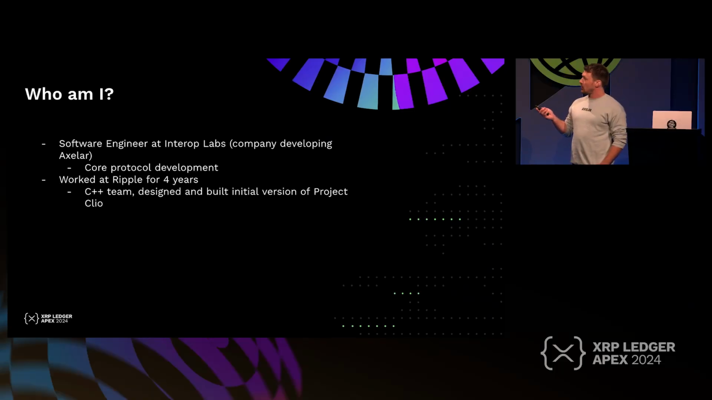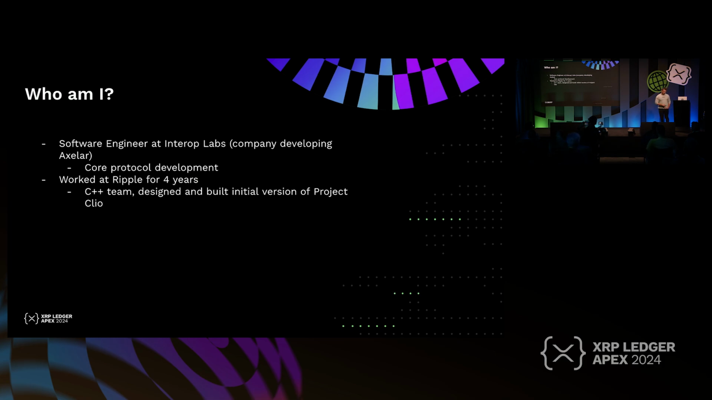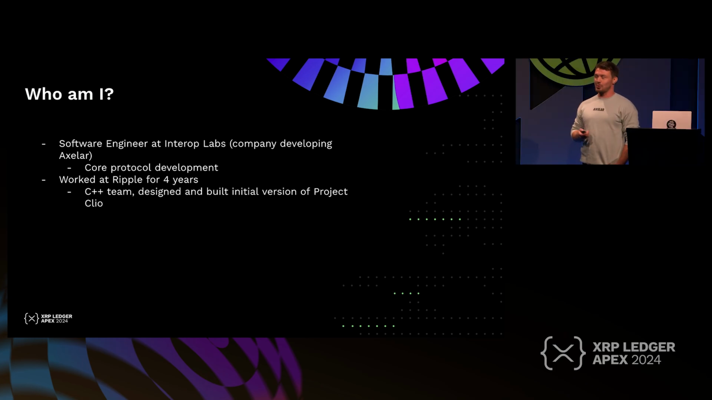So, a little bit about myself. I'm a software engineer at Interop Labs. We develop the Axelar network and all aspects of the stack. Before Axelar, I worked at Ripple for 4 years, so I'm pretty familiar with XRP Ledger and how it works. I was on the core team at Ripple, and I was actually the first developer of Project Clio, for anyone who knows about that.